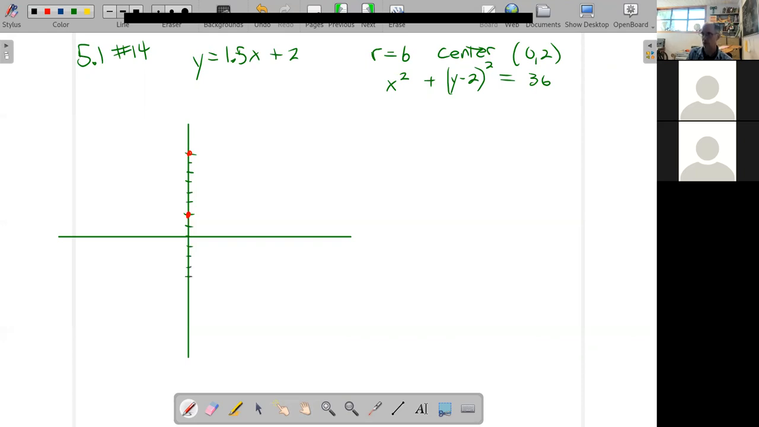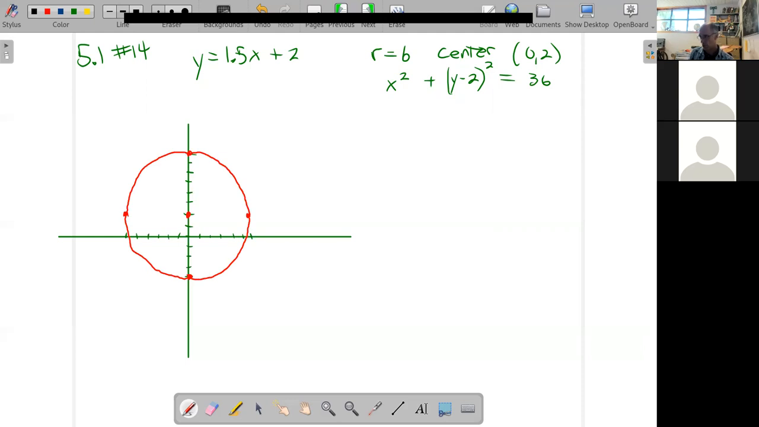I probably should whip out some graph paper, but I'm going to do this for fun. And then each direction from horizontal, 1, 2, 3, 4, 5, 6. It's going to be a point out there. And the other way, 1, 2, 3, 4, 5, 6. So here's 4 points on my circle. I'm going to do my best to sketch that. Something like this. Not bad, better than my last circle, huh?